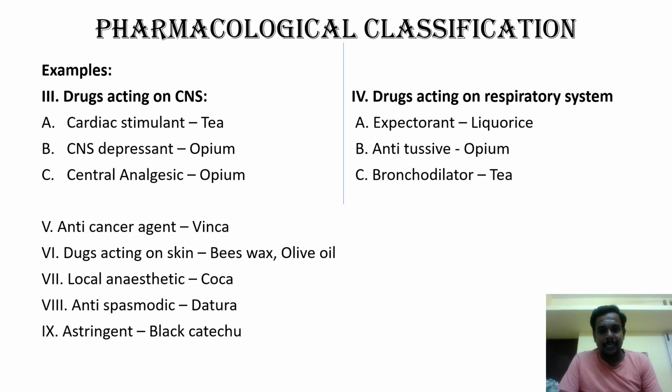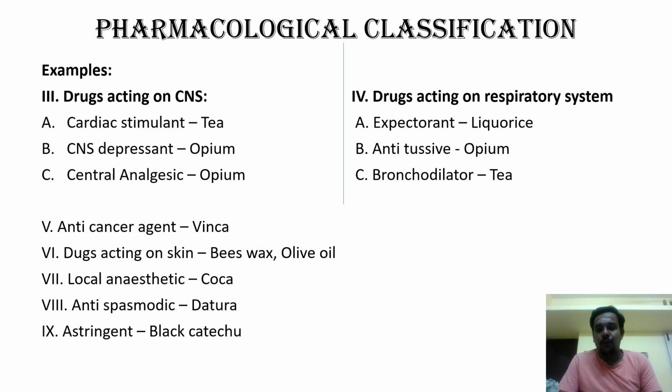And again there are three subclasses below that. Number one, expectorant. Drugs which expel the sputum present in our respiratory tract are called expectorants, and an example is licorice. Number two, antitussive. Drugs that suppress cough, or reduce cough, or relieve cough are called antitussive. Example, opium. Codeine present in opium is used as an antitussive.